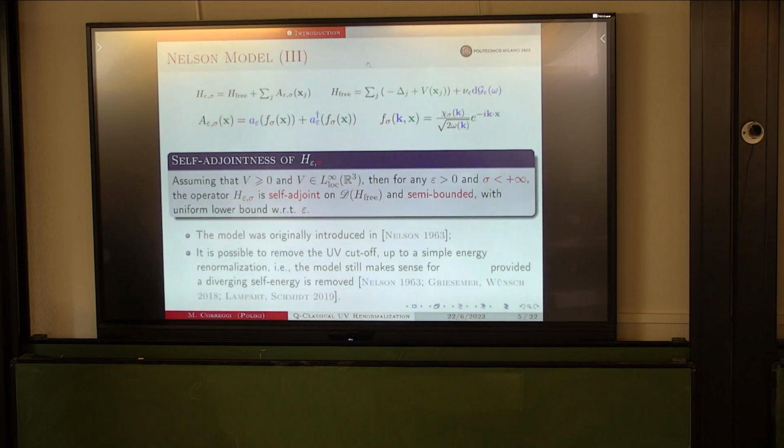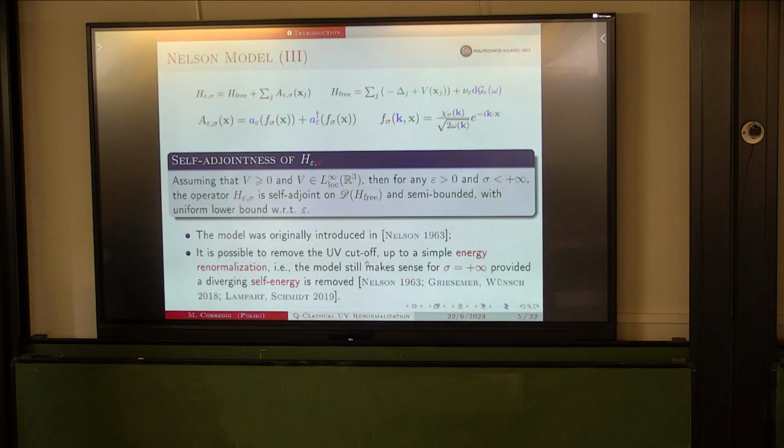In fact, this interaction is a small perturbation in the sense of quadratic forms of H free, so it is self-adjoint on the domain of H free and is bounded from below with a bound which is uniform with respect to epsilon, which is going to be important later, but we will come back to it in the next slide. This was introduced, as you know, by Nelson in 1963, so 60 years ago. So it's one of the important birthdays of the Nelson model.